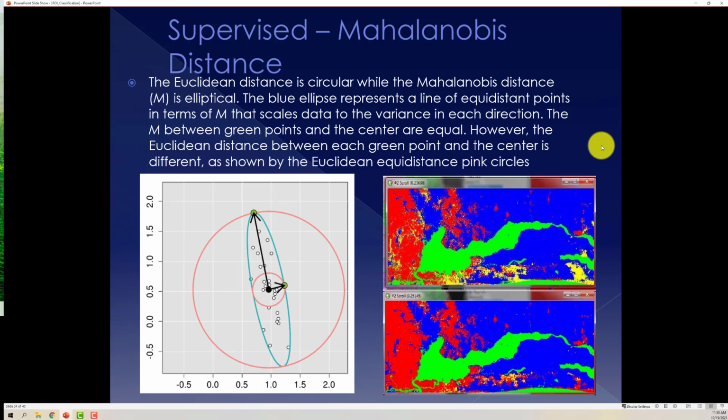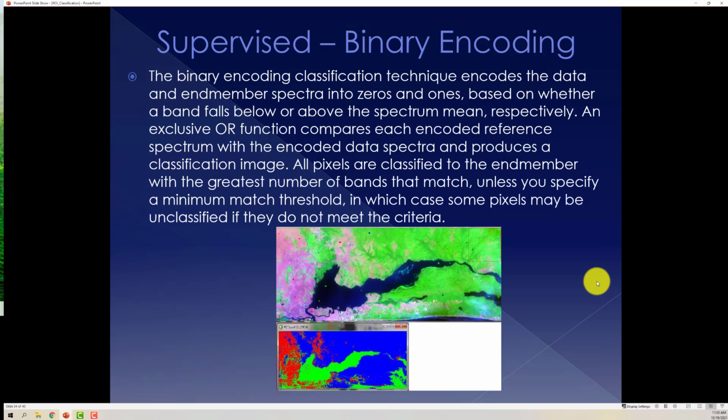And so the distance between each green point here and the center is different, and this is giving you Euclidean equidistant pink circles of classifications.